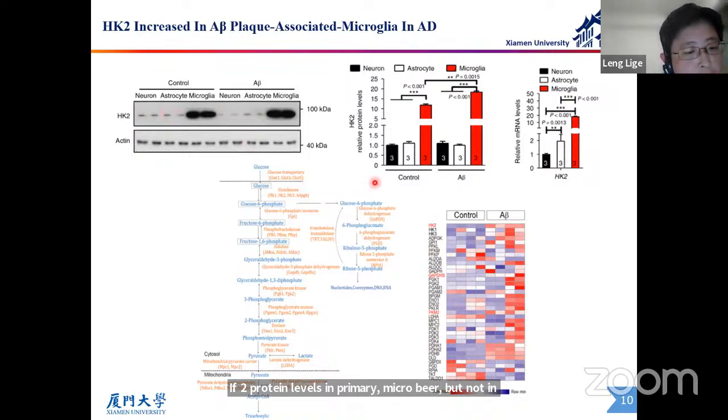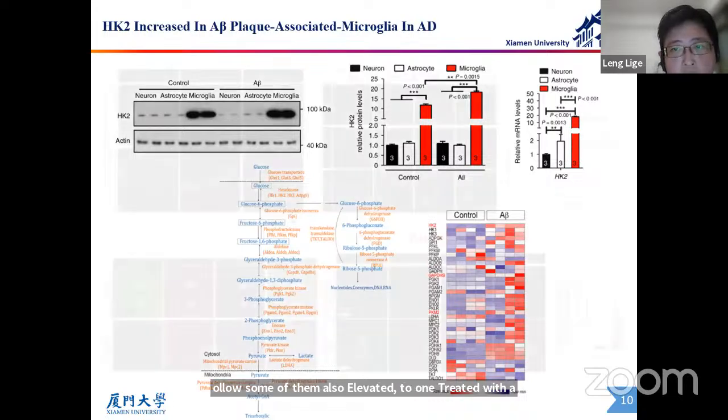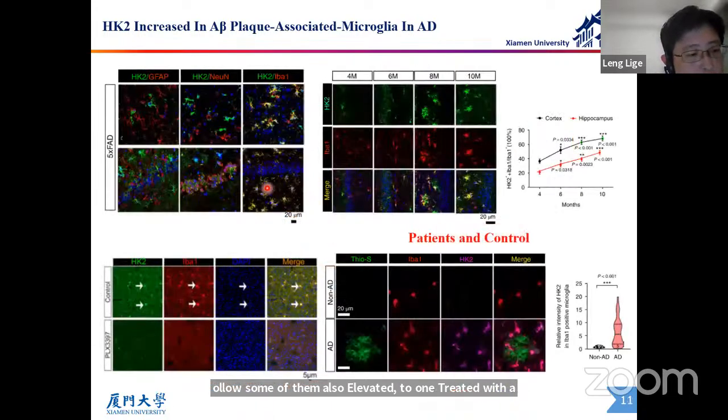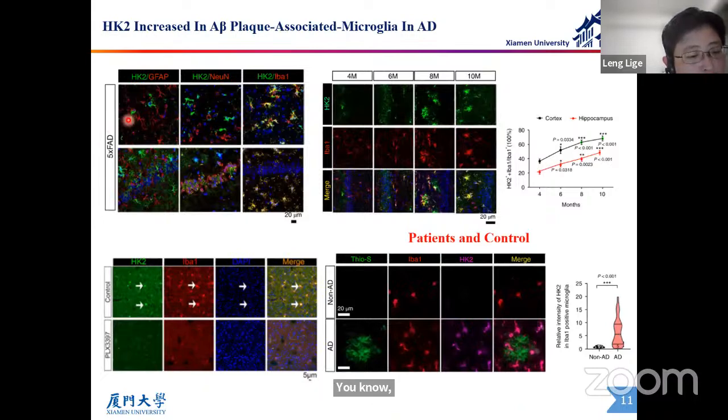In addition, we also detected many genes in the glycolysis pathway and found that some of them were also elevated when treated with amyloid-beta. Immunostaining using the microglia-specific marker Iba1 further revealed that HK2 was expressed especially in microglia in the cortex and hippocampus of AD mouse brain.